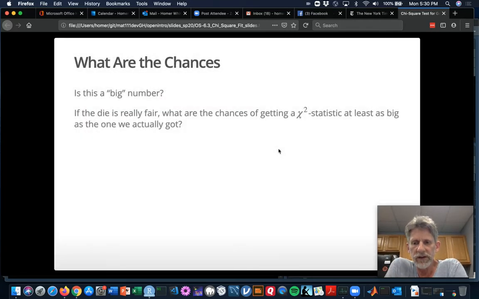So that's the test statistic that I'm suggesting. But now let's move to the idea of the p-value. I mean, is this test statistic, this 8.8, is it really a big number? Is it an unusually big number if the null is right? If the die is really fair, what are the chances of getting a chi-square statistic at least as big as the one we actually got? That's the p-value that seems more reasonable to try to compute.